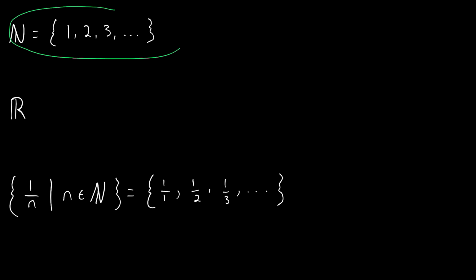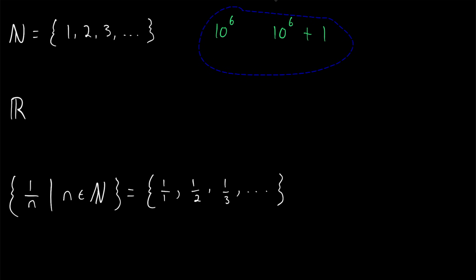Here is the set of natural numbers. Does this set have a supremum? Well, no, it doesn't, because remember, the supremum is the least upper bound, if it exists. The natural numbers have no upper bound. You could give me any natural number, say 10 to the power of 6, and I could guarantee you, well, that's not an upper bound of the naturals, because 10 to the 6 plus 1 is also a bigger natural number. So the supremum of the naturals does not exist.